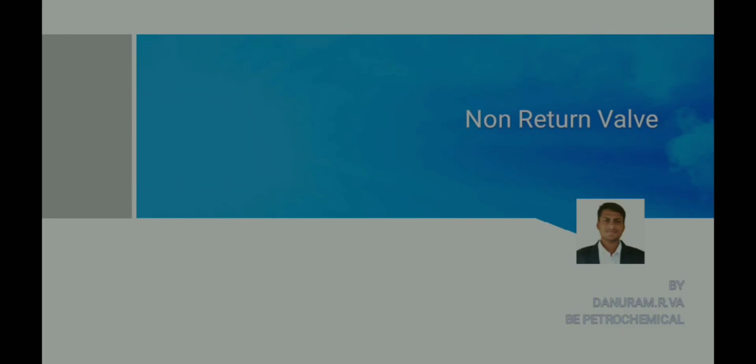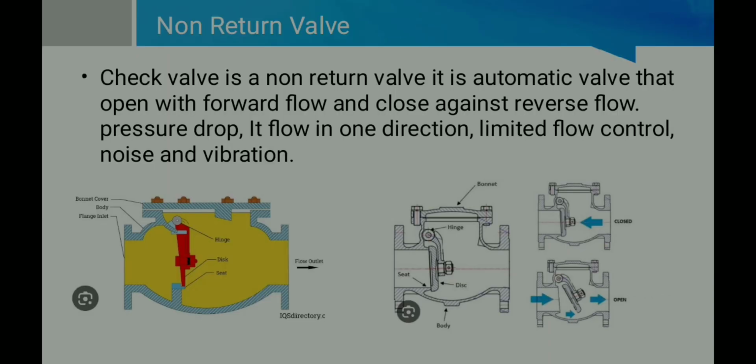In this video, we are going to see about the non-return valve. First, what is meant by a non-return valve? Basically, we call it a check valve. It is an automatic valve that opens with the forward flow and closes against the reverse flow. It has a pressure drop. It flows in one direction, with limited flow control, noise and vibration. So basically, a check valve opens in the flow direction and closes against the flow. So it is called a valve that closes against the reverse flow.